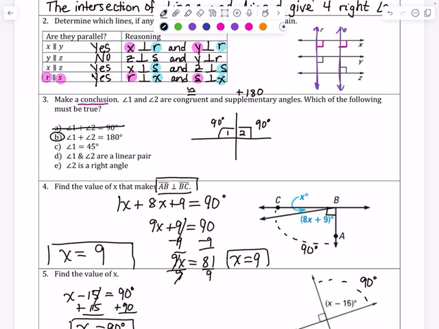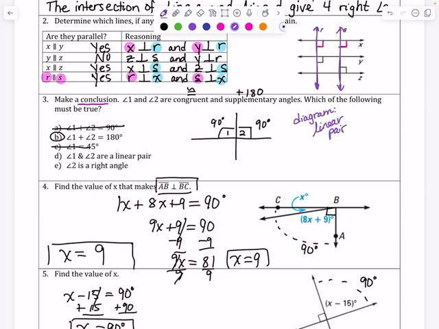Angle 1 is 45 degrees. No, I already have in my diagram that it's 90 degrees. Angle 1 and angle 2 are a linear pair. That's not necessarily true. It doesn't say that they form a linear pair. In this diagram, they are a linear pair, but they do not have to be a linear pair.